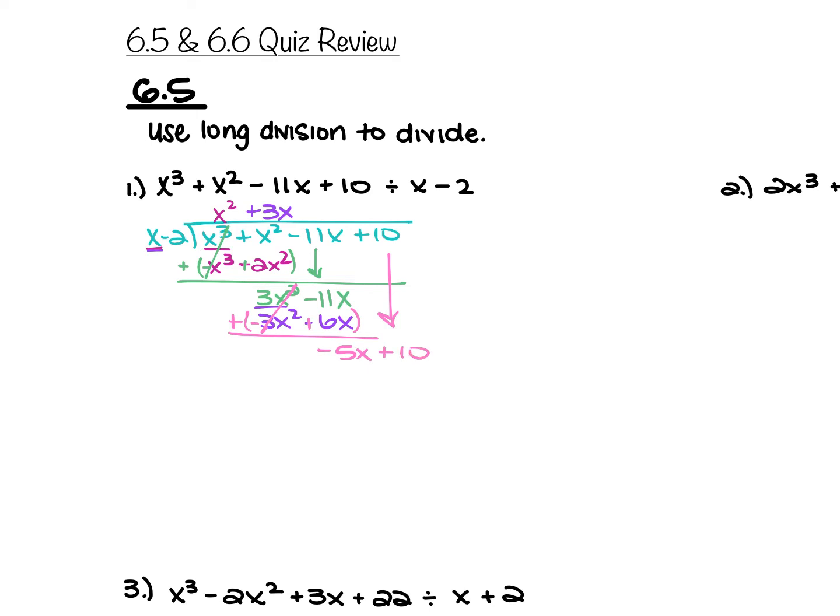From here, start all over again. x times what is negative 5x? That's negative 5. Multiply the negative 5 times x. That's negative 5x. Multiply the negative 5 times the negative 2. That's positive 10. You are going to subtract these, distribute the negative, change your signs on everything. Your 5x's cancel, your 10's cancel, so you do not have anything as a remainder. So your only answer for this is x squared plus 3x minus 5.